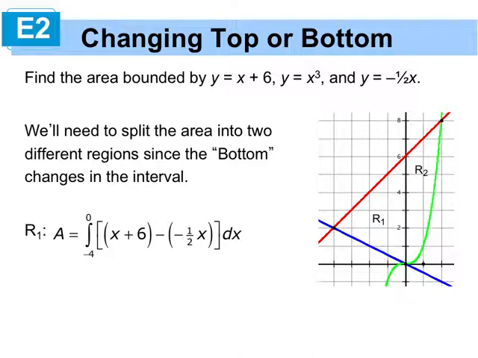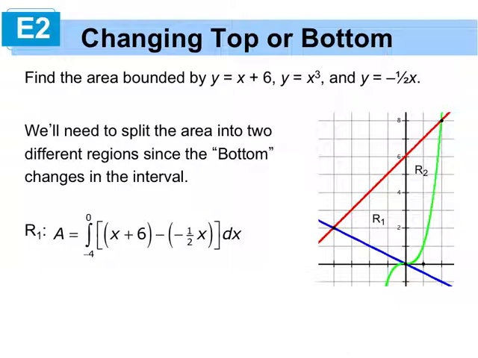Now I move on to the second region. Representative rectangle. You can put it anywhere in there. What function is on the top, Casey? The y equals x plus 6. Good. Which one is on the bottom? Y equals negative 1/2 x. No, the other one. The x plus x to the third.